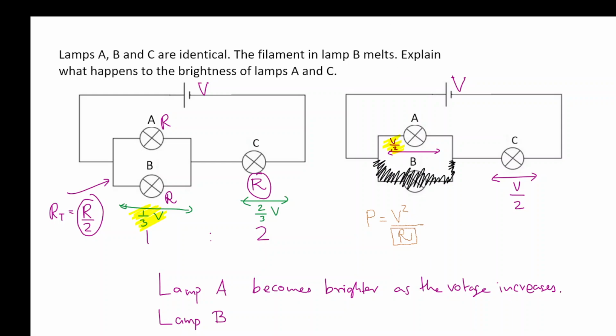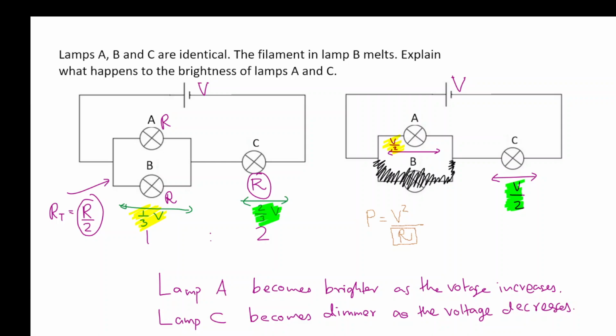What about lamp C? Lamp C previously had 66%, or more precisely 2/3, of the voltage, but now it has only 50%, half of it. So what will happen to lamp C? Lamp C will become dimmer. Sorry, I should change this. This is not B, this is C. I'm going to change it. Lamp C becomes dimmer as the voltage decreases.